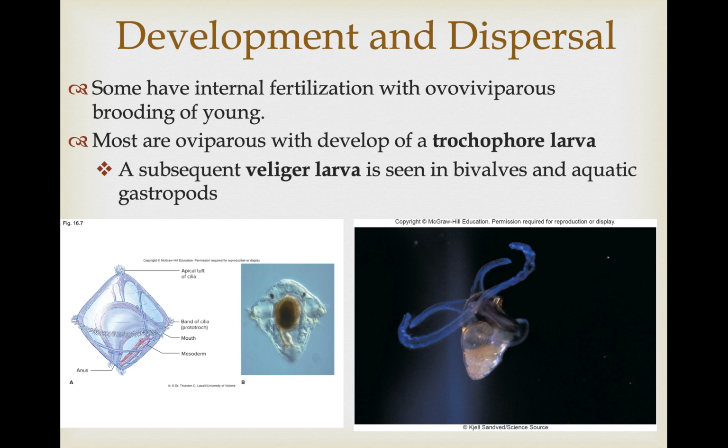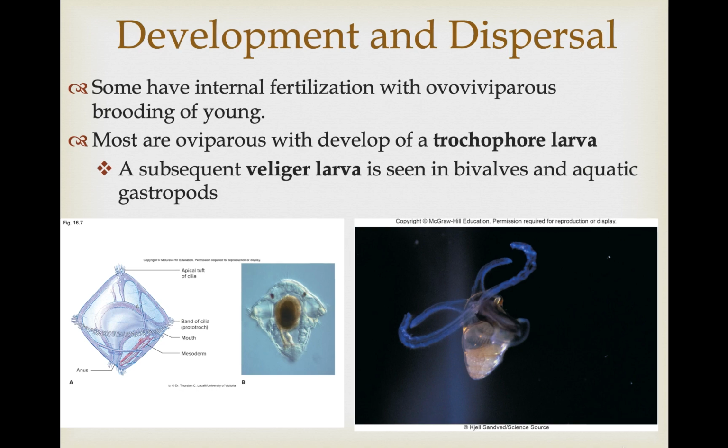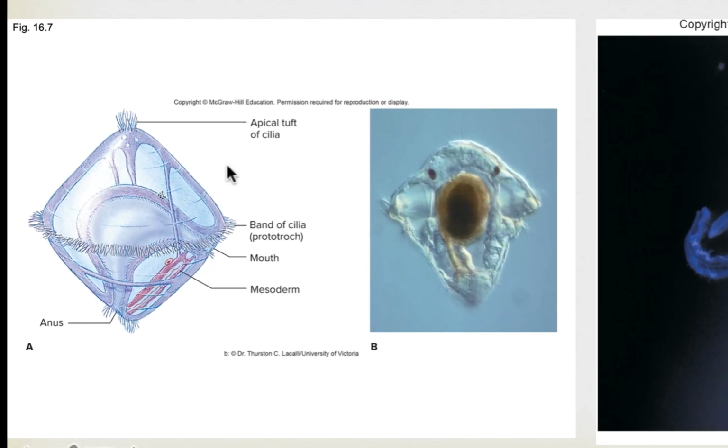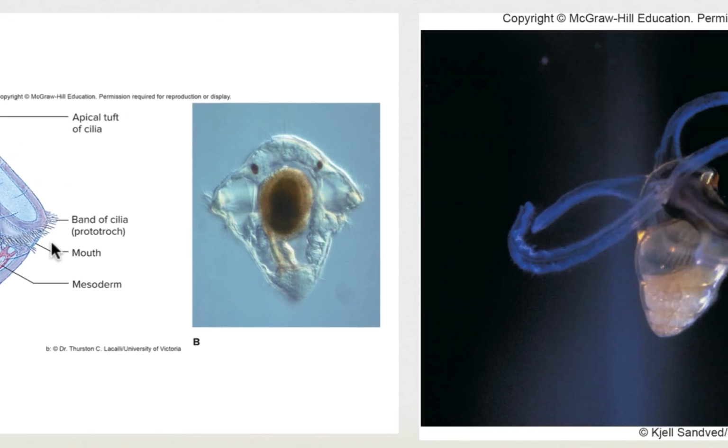But in most cases, species are oviparous, and they will show development of various larval forms, the first of which is called the trochophore larva. So this is what a trochophore larva looks like. It's like a cone on top of a cone with this ciliated band running across the equator, and then these tufts of cilia on the top and the bottom, with this very simple gastrovascular cavity going through the larval form.